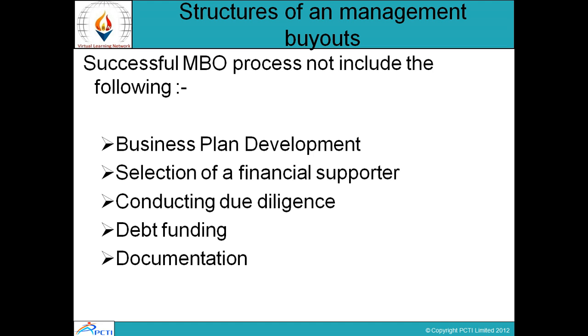Another is selection of financial supporters. Here the individual managers involved in a buyout will often lack the financial capacity to fund the transaction on their own. So frequently what happens? The buyout team will seek backing from an equity partner, which could be a private equity firm, PE firms when we talk about. Careful planning and selection of an appropriate equity partner is very, very crucial to the success of an MBO team.